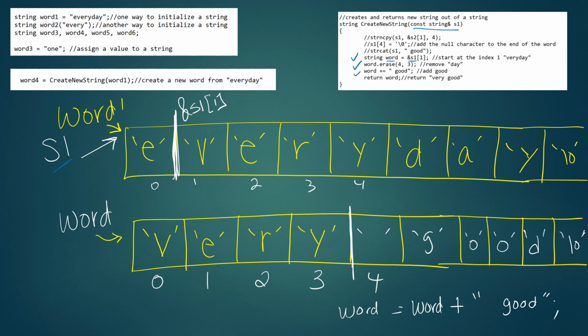And then the last statement says to return word. This is word right here, and the return type is string. When we return word, that string gets returned from this function and will be assigned to word 4. So this string inside of this function is called word, this string inside of the function is called S1, this string inside of the main function is now called word 4, and the string inside of the main function, this one, is called word 1.